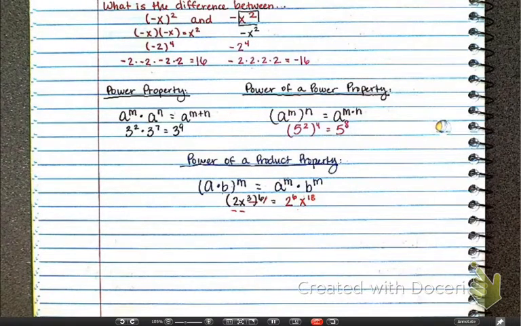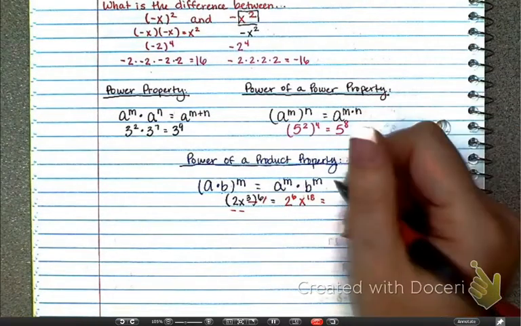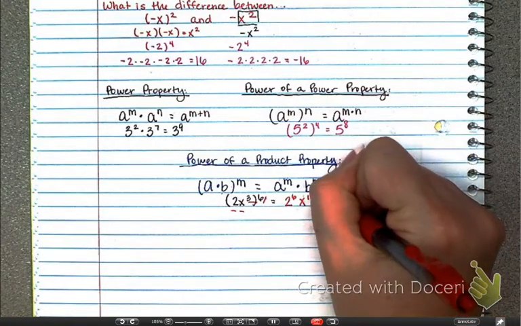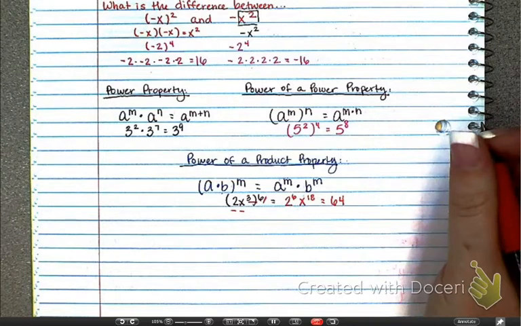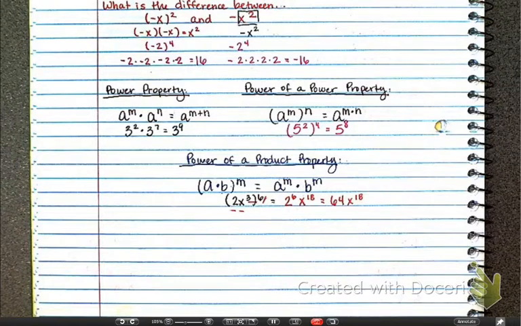Do you think I can leave my answer like that? No. What do I need to simplify? The 2 to the 6th. Can someone tell me what 2 to the 6th is? 64. 2 times 2 times 2 times 2 times 2. Yeah, 6 times. So my final answer is 64x to the 18th. Okay, so you always need to simplify your numbers, and then you have your variables at the end.